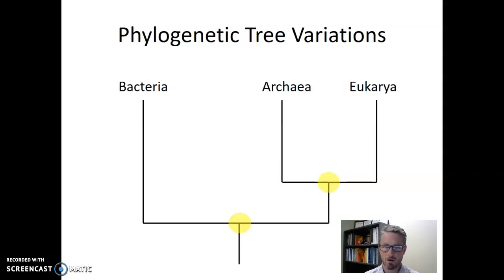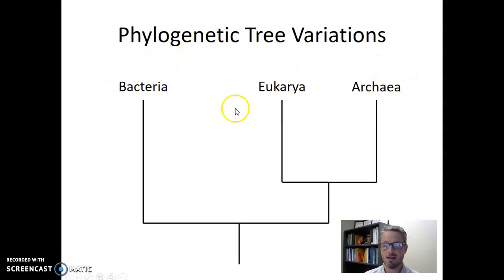The next variation I want to point out is that the order of the names at the tops of these branches can change without affecting the relationships in the tree. So let's look at an example. Right now we've got bacteria on the far left, then archaea, then eukarya. The order of those names can change, and the tree can say the exact same thing. So here's an example. I just changed it so that it's now bacteria on the far left, eukarya in the middle, and archaea on the far right.